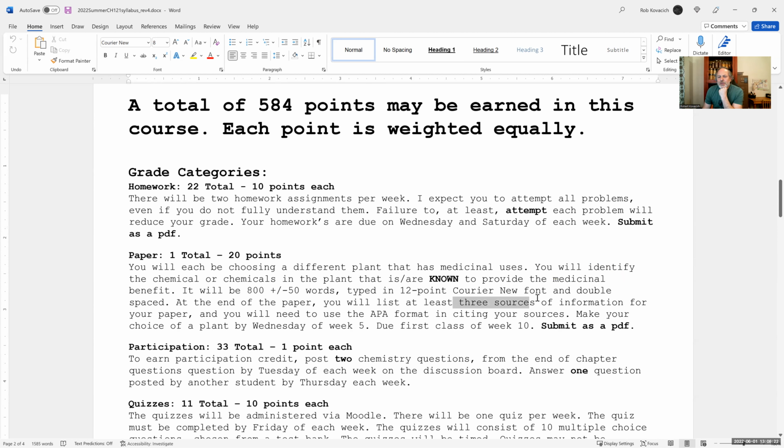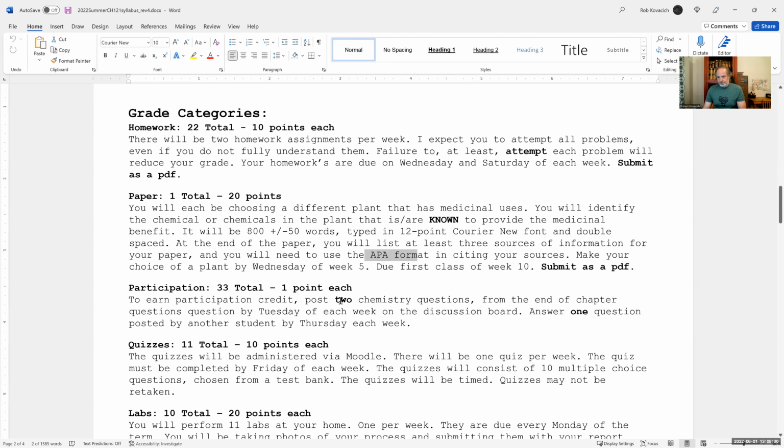You're going to need to find 3 sources of information for that paper that are peer reviewed, and you're going to need to present those sources in APA format. And again, submit as a PDF.